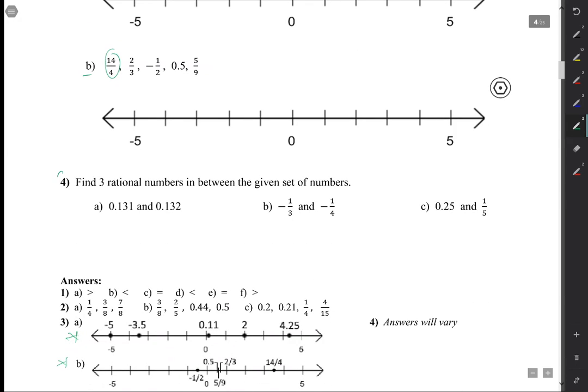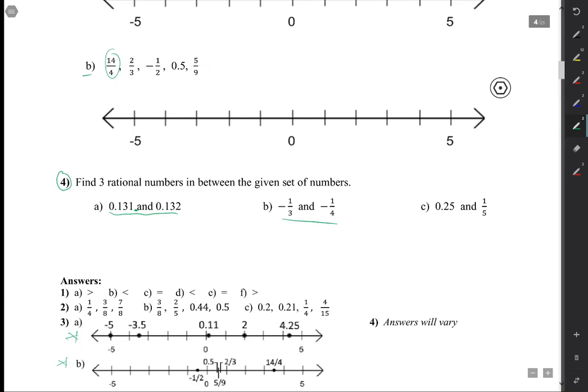And then finally for 4, this one here, you can have a bunch of different answers. So if you want to answer these questions here and send me a message on Teams to ask me, hey, are these correct? I can let you know. This one's tricky. These two numbers are really close together, but remember, when we have two numbers really close together like that, just add a decimal point after here. That'll give you a number in between these two.